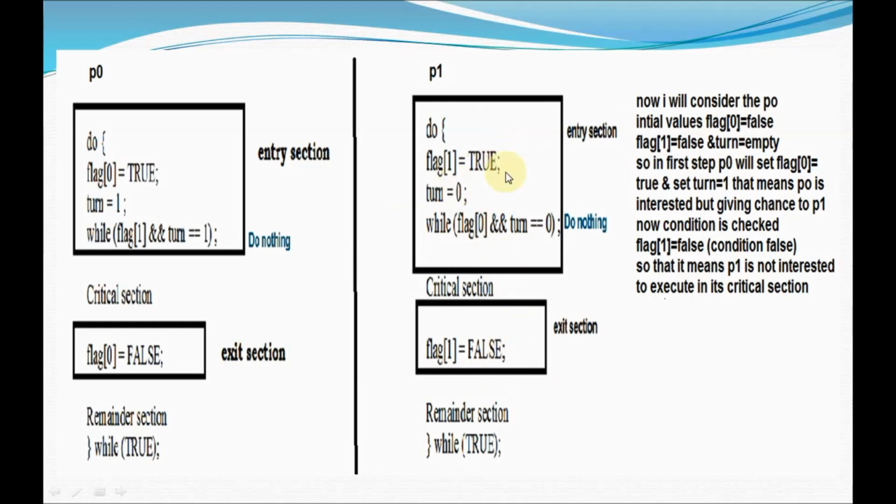It asked P0, but P0 is not interested. The same thing applies to P1 also. Only the interested process has to execute in its critical section. That is the progress. And one more important thing, you have to take the decision in finite time.